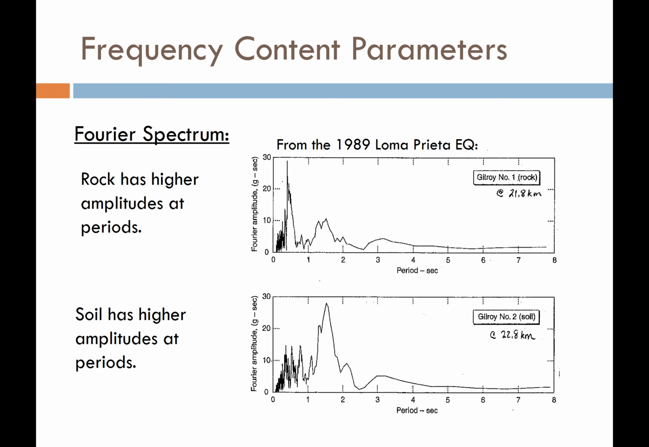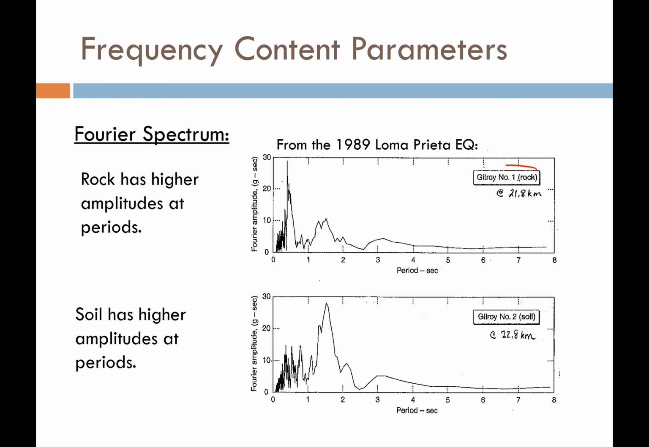So when we apply a Fourier spectrum to an actual transient ground motion, something that's a lot more complex than the waves that we were just looking at, they tend to look something like this. But we learn a lot from these Fourier spectra. For instance, I have here two ground motions that were recorded from the 1989 Loma Prieta earthquake.